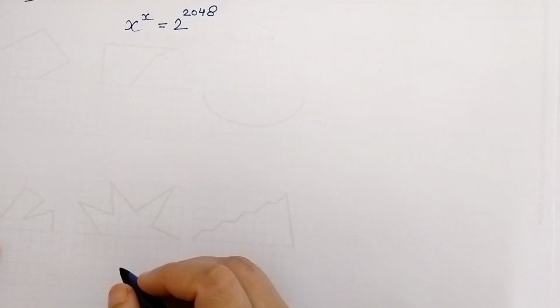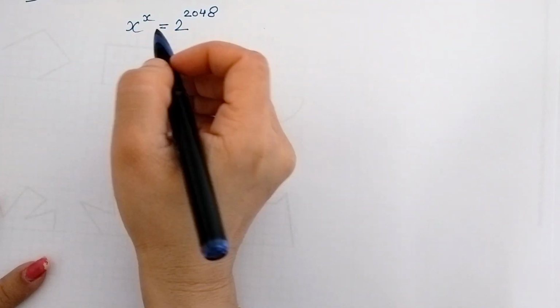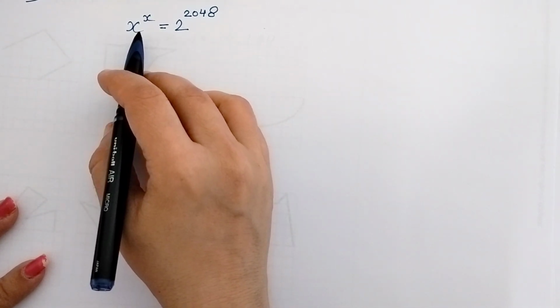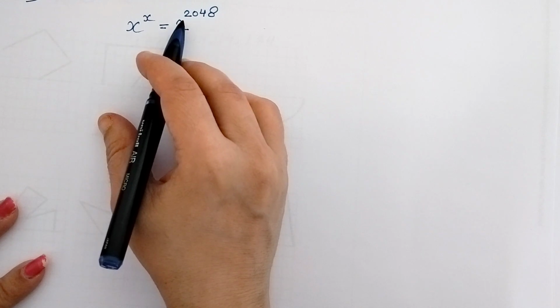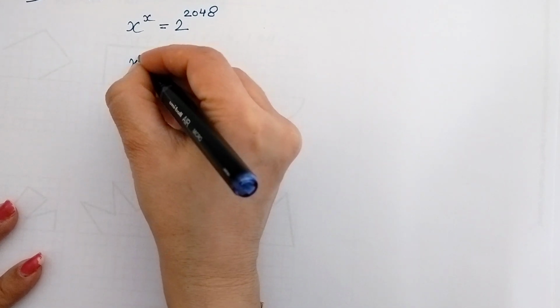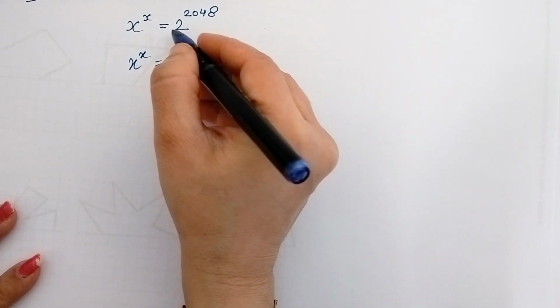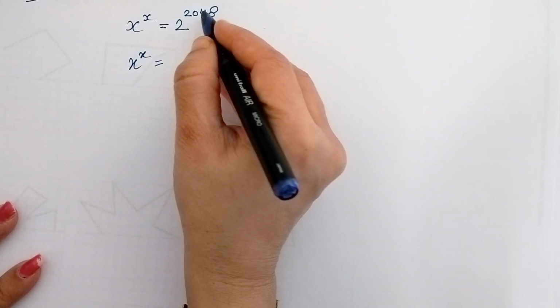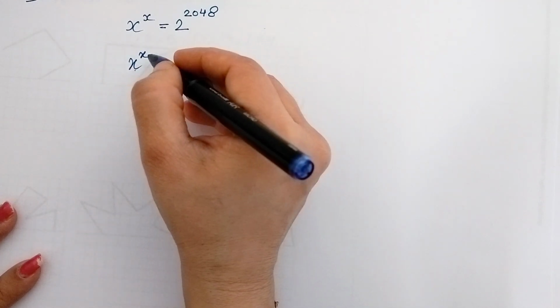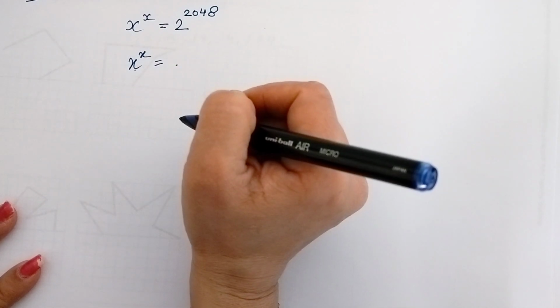Hello everyone. So in this video we have a question where we need to find the value of x. It is given x raised to power x is equal to 2 raised to power 2048. Now our motive is to bring this term 2 raised to power 2048 in form of x raised to power x, same raised to power same.